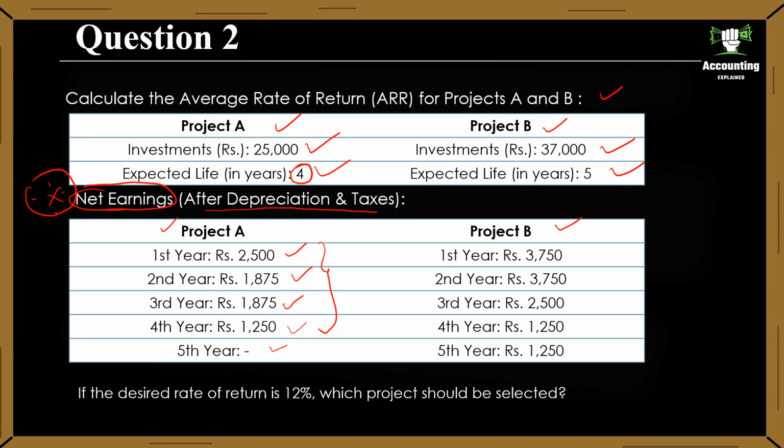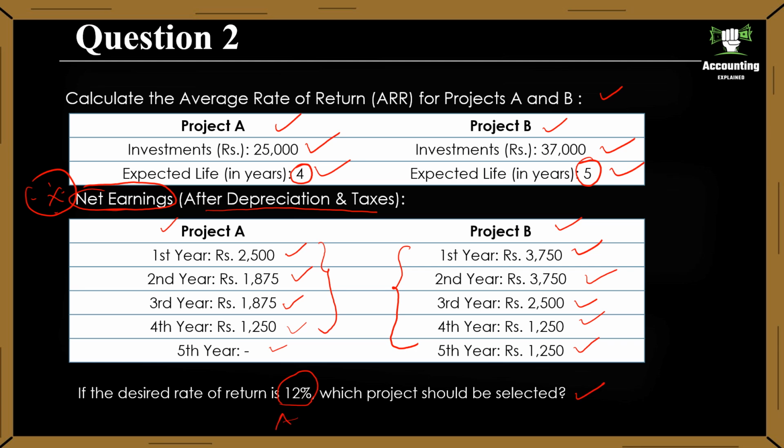Similarly, for project B, profits after depreciation and taxes are first year 3,750, second year 3,750, third year 2,500, fourth year 1,250, fifth year 1,250. Life of the project is 5 years. So we have been given profits after depreciation and taxes for 5 years. If the desired rate of return is 12%, which project should be selected?